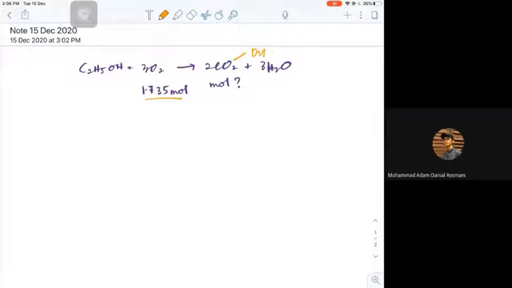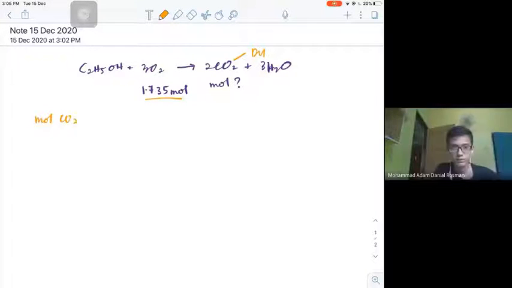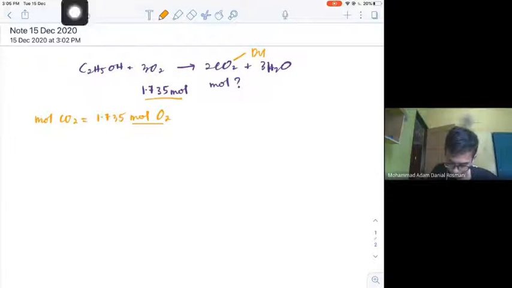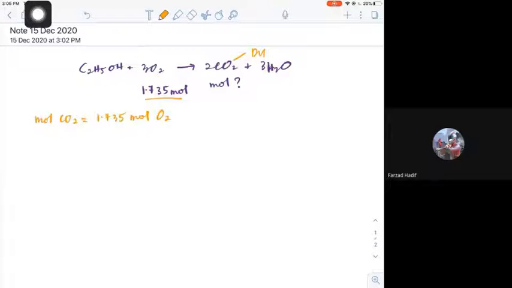So make your desired unit the subject, right? Mole of CO2 as the subject. This is what we want to achieve, is equal to the starting unit, 1.735 mole of oxygen. Okay, then we want to cut this mole of oxygen. To cut it, we have to use the mole ratio.